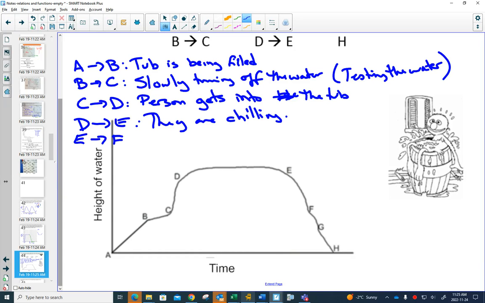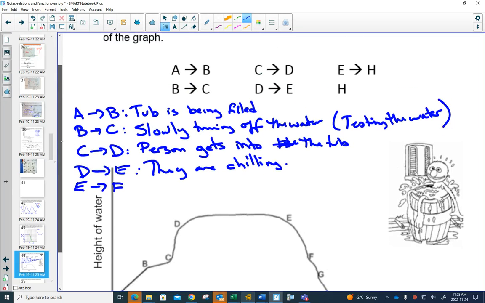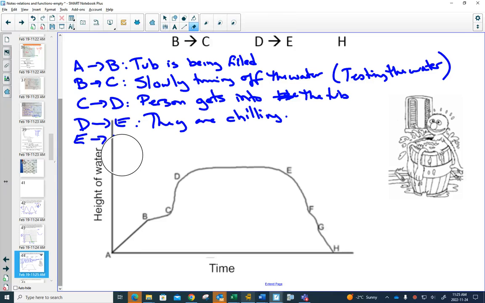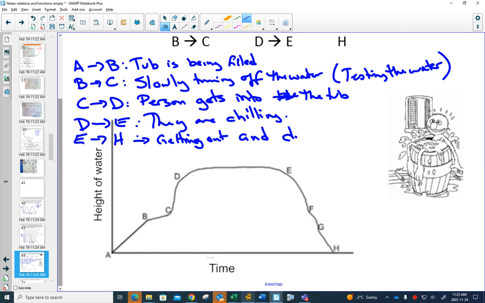E to F. No, it's E to H. Oh, does it say E to H? Oh yeah, because they're basically getting out and draining. E to H. Getting out. And draining the tub. Makes sense. Yes. All this water is too much. I understand.